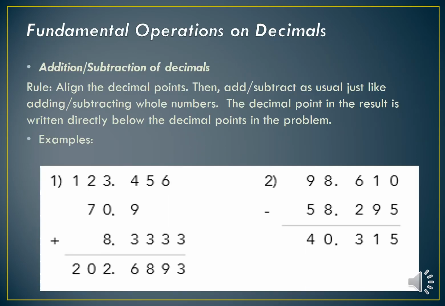Fundamental operations on decimals. So addition and subtraction of decimals. We have the rule: align the decimal points, then add or subtract as usual, just like adding and subtracting whole numbers. The decimal point in the result is written directly below the decimal point in the problem. Examples, number 1 and number 2. So just align the decimal points and then add or subtract.